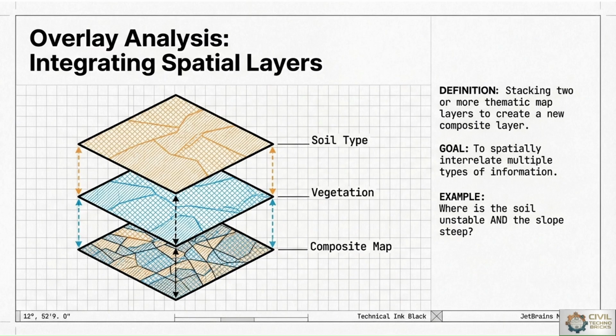We have to spatially interrelate or correlate multiple types of information at the same location or at the same position. For example, where is the soil unstable and the slope steep. From the topographical point of view, we can check the characteristics of topography, the slope, and its type also. With reference to soil type, or from the geotechnical point of view, we can check the stability and instability of the soil also. So overlay analysis combines multiple GIS layers to produce new information.